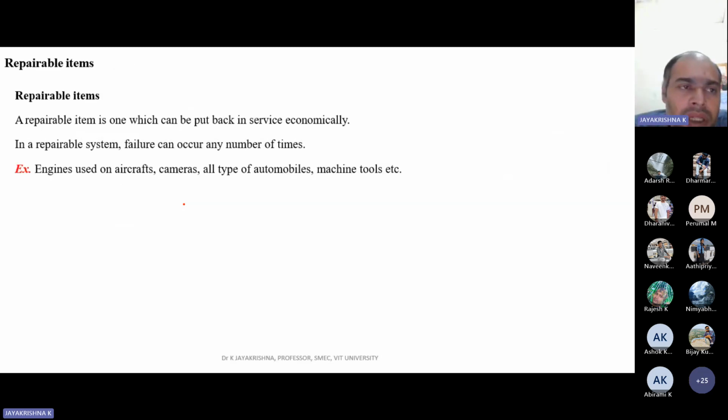Okay. So now let's see some of the other indices, or what I call the parameters of reliability. The first is called repairable items. This understanding of repairable items and other things that we are going to look at in this class is required for you to understand the later concepts of MTBF or MTTF. So let's try to understand the first concept, repairable items. A repairable item is one which can be put back in service economically. Here I stress these words: put back in service economically.